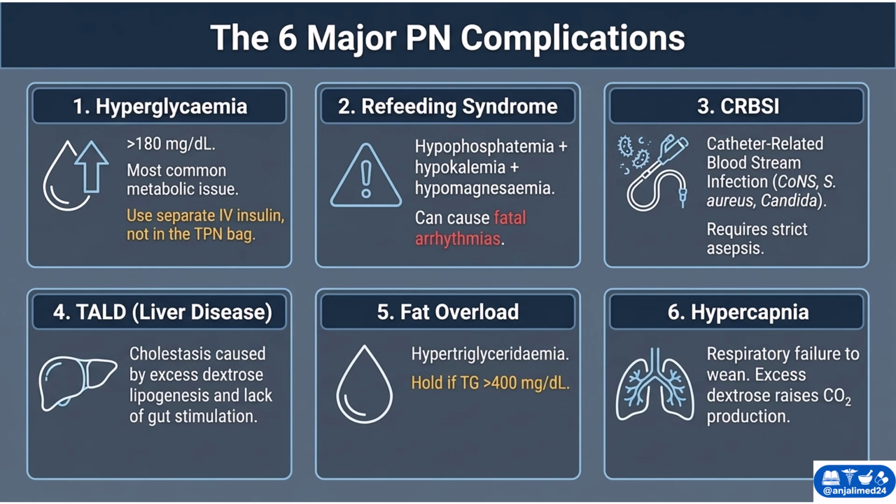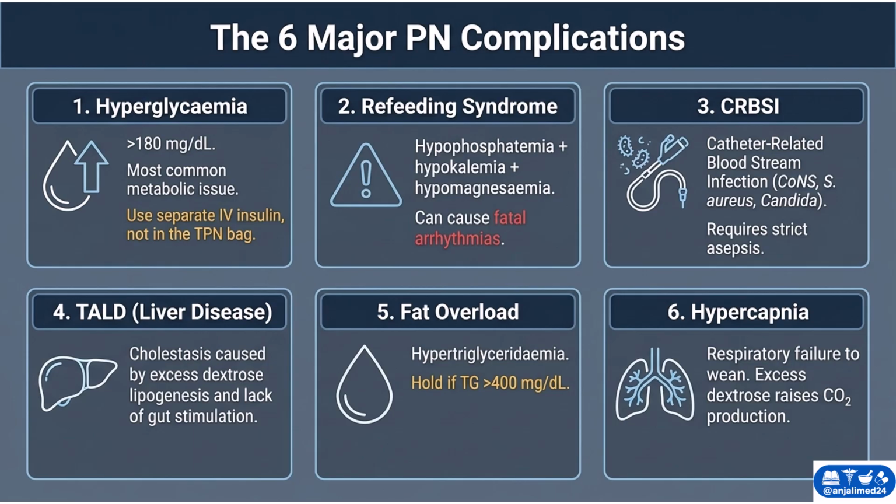If not treated promptly, it can lead to fatal cardiac arrhythmias, respiratory failure, and death. The third complication is catheter-related bloodstream infections or CRBSI. Common organisms include coagulase-negative Staphylococcus, Staphylococcus aureus, and Candida species. Strict aseptic technique and proper central line care are essential to prevent the infection.